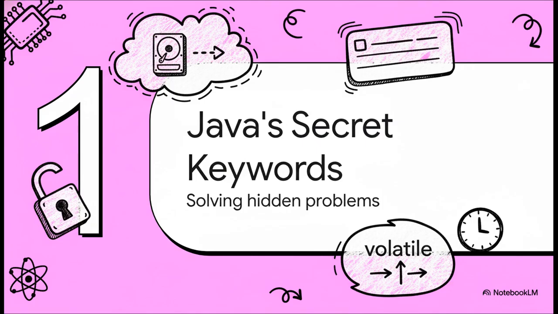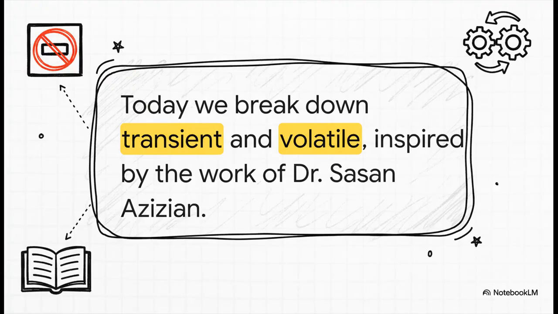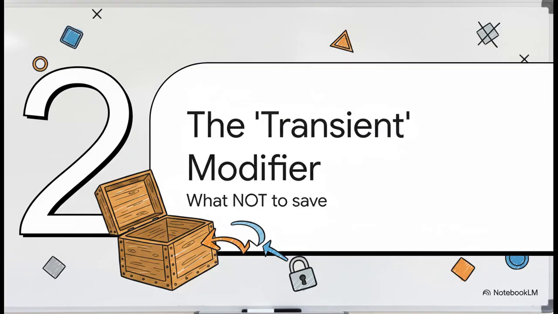Well, what if I told you that Java has specific, built-in keywords designed to solve these exact problems? They might look like just little words, but trust me, they pack a punch. So today, we're going to break down transient and volatile. And we're basing this whole explainer on some fantastic work by Dr. Sasan Azizian. He really nails the explanation in a clear and concise way. So we're going to walk right through it to unpack what these keywords do, and more importantly, when you should actually use them. Okay, so let's dive right in.